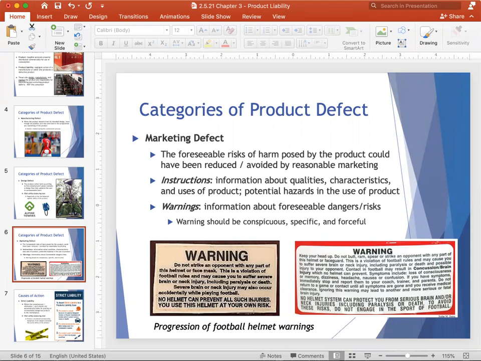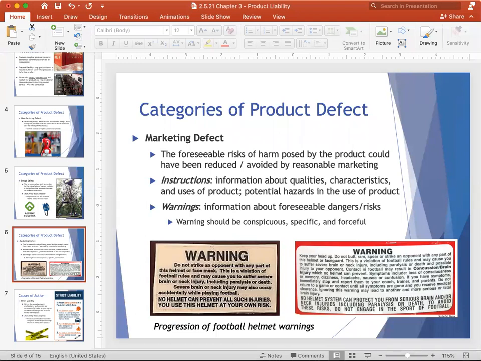You are communicating the qualities of the product. You're communicating the potential risks so they know of the risks when using the product. You're communicating how to use the product. And when you do not provide instructions and warnings and a consumer is injured, there may be a marketing defect, which gives rise to liability.